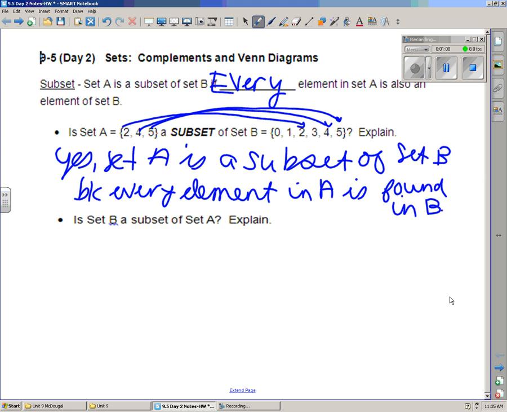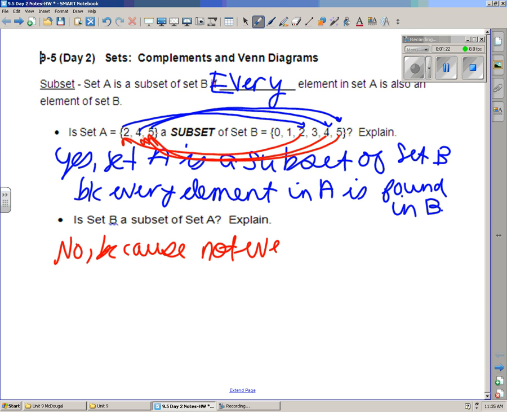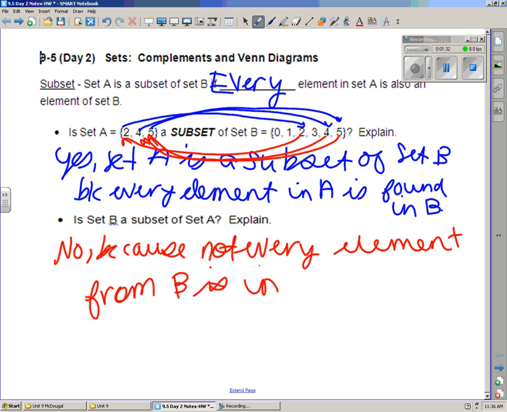And here what's happening is, okay, I've got the 2, I've got the 4, I've got the 5, but I'm missing the 0 and the 3. So this would be no, because not every element from B is in A. So that should be pretty easy.